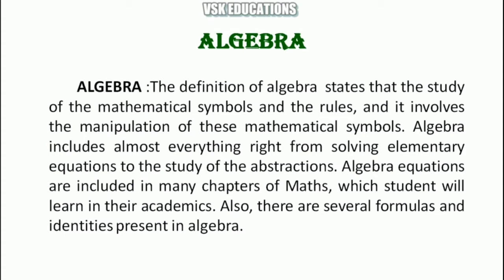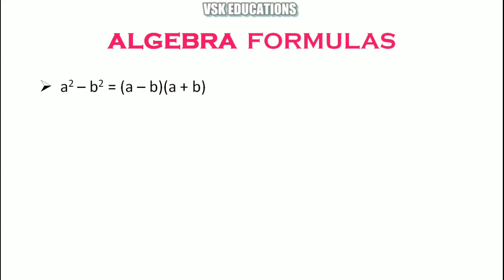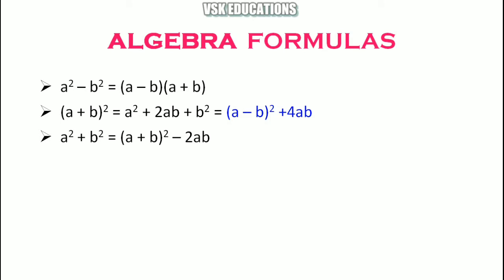Algebra equations are included in many chapters of maths, which students will learn in their academics. Also, there are several formulas and identities present in algebra. Algebra formulas. a square minus b square is equal to a minus b into a plus b. a plus b whole square is equal to a square plus 2ab plus b square, is equal to a minus b whole square plus 4ab.